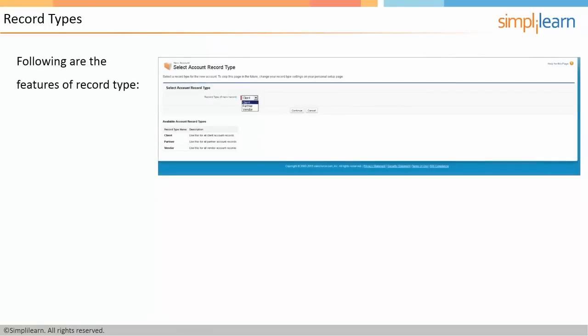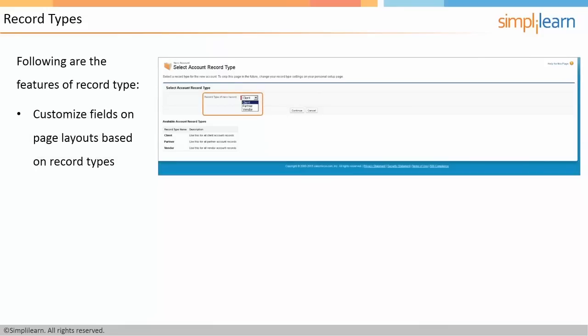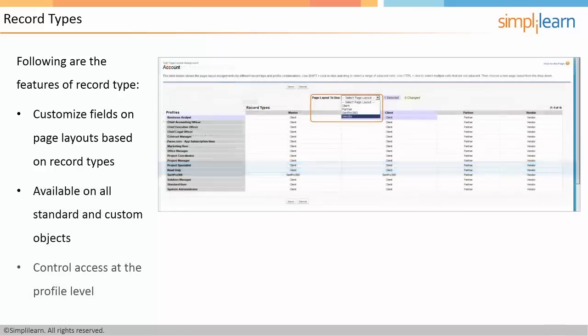The next area we're going to go over here is record types. So record types in Salesforce are a very special feature that allows you to customize page layouts based on the record type of that specific record. It's available on all standard and custom objects, and you can also control access to it at the profile level. Now, a use case for this would be, for example, if you look over here on the right-hand side, you've got a client record type, a partner record type, and then a vendor record type.